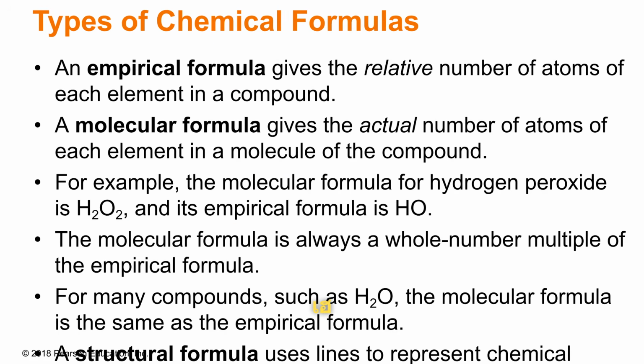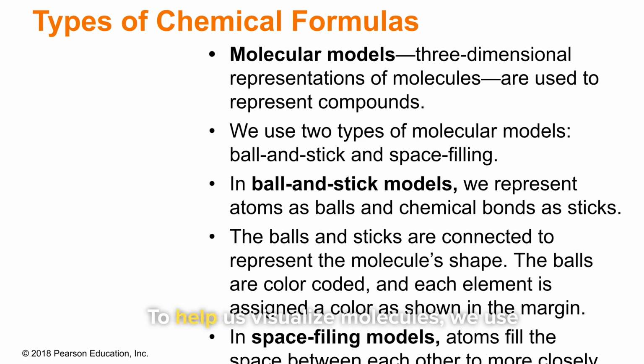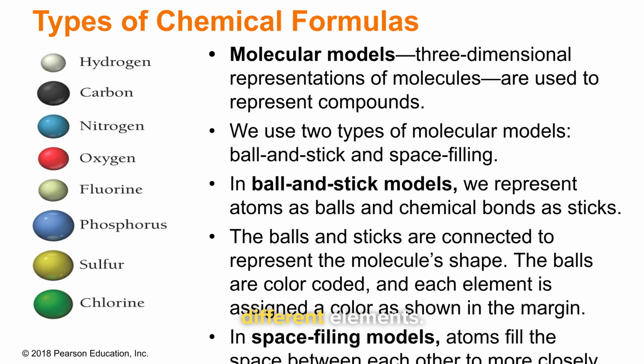Chemists use various types of chemical formulas. An empirical formula shows the relative number of atoms, while a molecular formula provides the actual number. A structural formula goes further, by using lines to represent chemical bonds and showing the connectivity between atoms within a molecule. To help us visualize molecules, we use three-dimensional molecular models. Ball and stick models use spheres and rods to depict atoms and bonds, while space-filling models show how atoms occupy space. These models are color-coded to distinguish different elements.